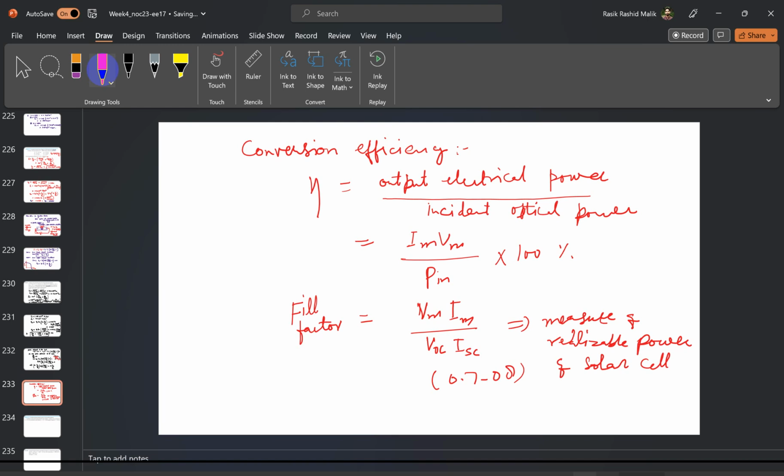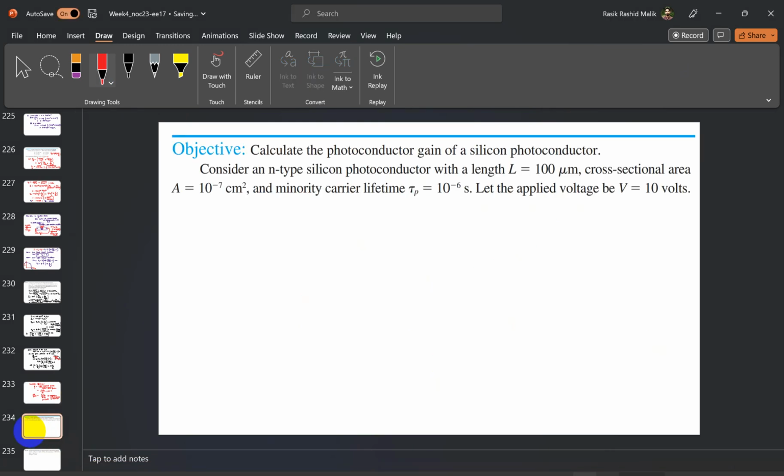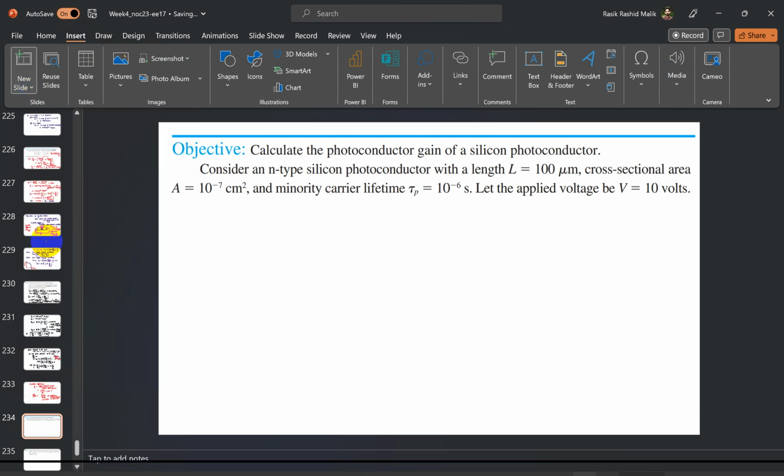Now let's move to the next question. This is about the photoconductor. We have a photoconductor and we have to calculate its gain. This photoconductor is a special case of a photodetector, so let me insert a new slide to give a brief about this photoconductor.